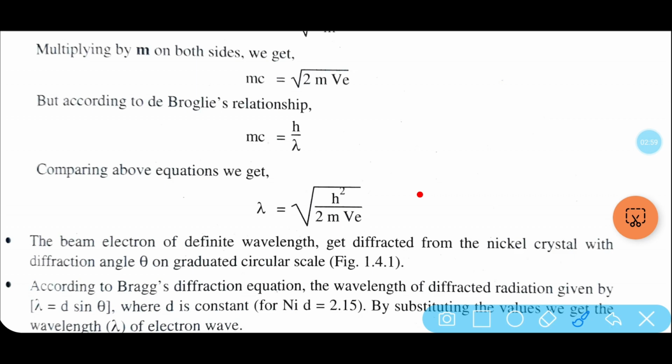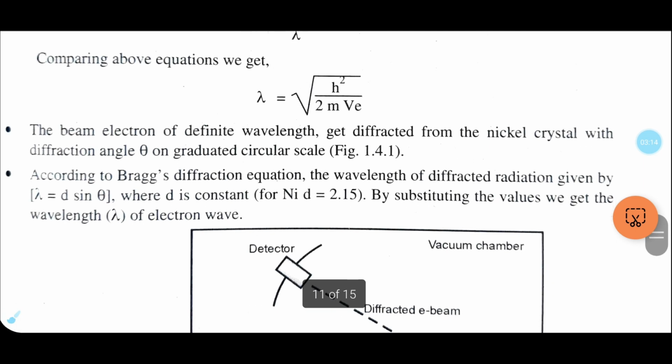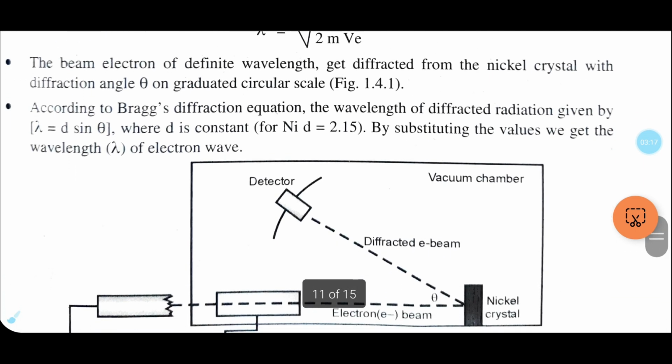So the beam of electrons of definite wavelength gets diffracted from the nickel crystal with the angle of diffraction theta, measured on a graduated circular scale. According to Bragg's diffraction equation, the wavelength of the diffracted radiation is given by lambda is equal to d sin theta, where d is a constant. For nickel, d is equal to 2.15. So by substituting the value, we get the wavelength of the electron wave, and by using the above equation we are able to find out the wavelength of the electron wave.